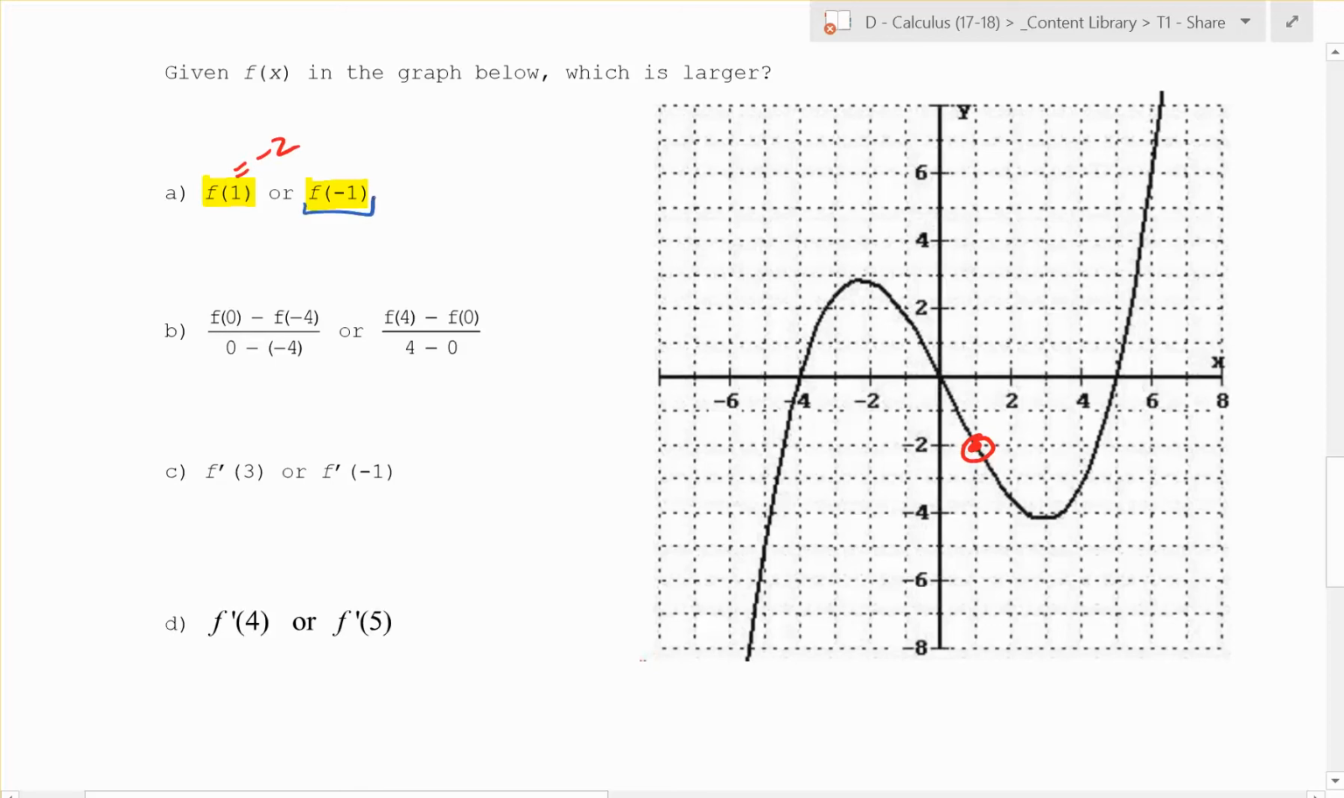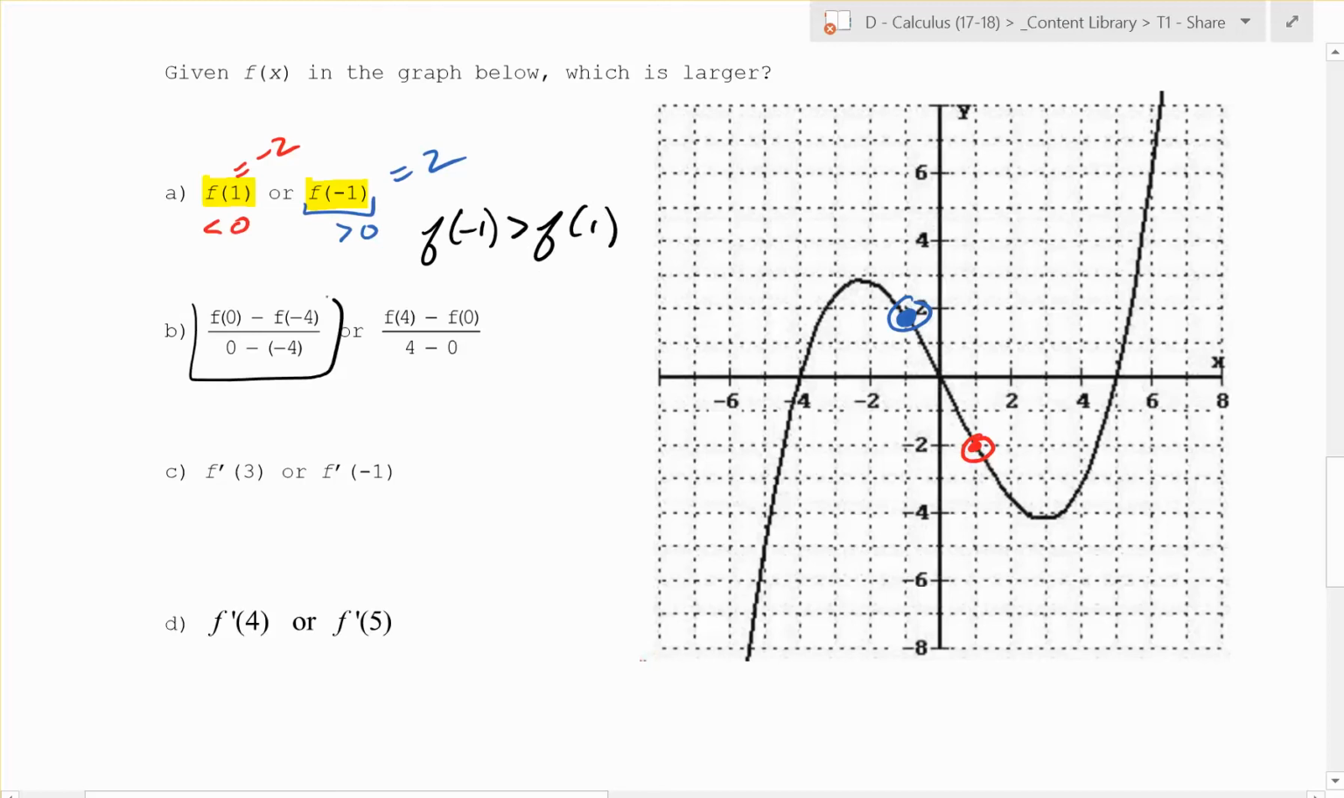What about f of negative 1? F of negative 1 looks like right about there. That looks like it's about 2. You don't have to be too exact, but you definitely know that f of negative 1 is positive. You know this one's greater than 0, and this one is less than 0. So therefore, what's bigger? Well, the positive one. So f of negative 1 is greater than f of 1.